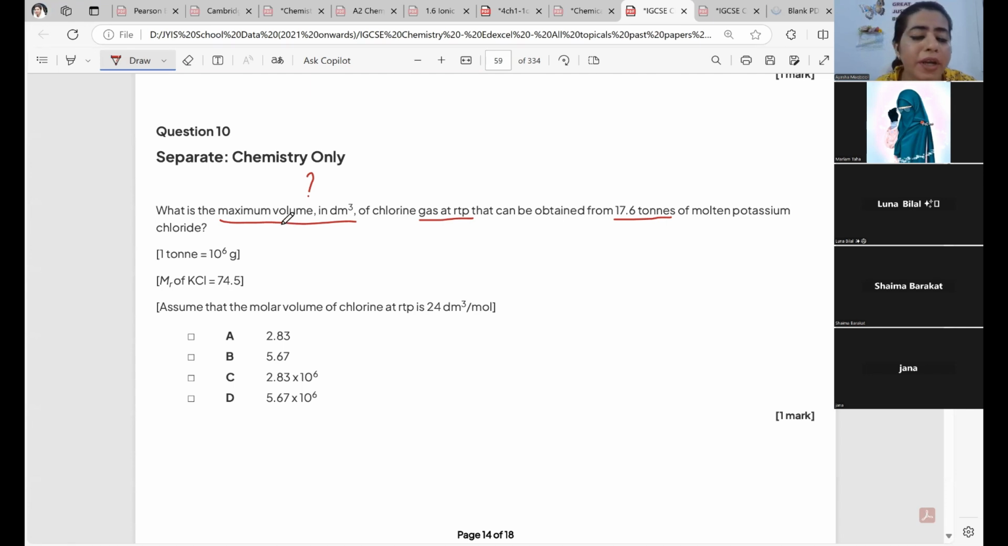molten potassium chloride? 1 ton is equal to 10 raised to power 6 grams. So this is basically mass given, but not in grams. It is in tons. We can easily convert in grams. Conversion is also given for your convenience. MR of KCl is 74.5. Molar volume for RTP is 24 dm cube for 1 mole. So what can we do here?